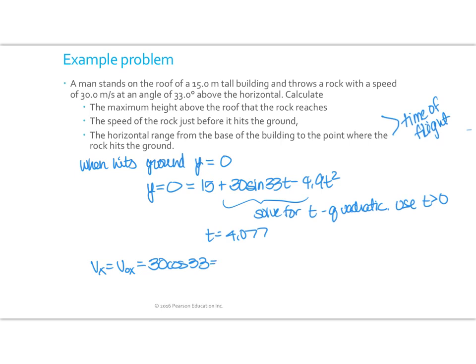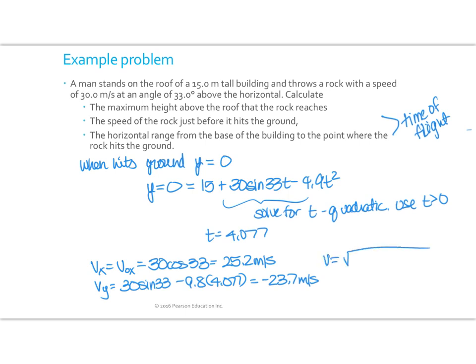Now, my Vx is just going to be equal to my V naught x, which was 30 cosine of 33, and that was equal to 25.2 meters per second. Because I want to find the speed when it hits the ground, I'm actually going to need to find Vx and Vy. Notice my Vy when it hits the ground is minus 23.7. It has to be negative because it's coming down. V, the speed, is the square root of the two components squared, and that turns out to be 34.6 meters per second. It just asks for the speed, so I don't need to find the angle.